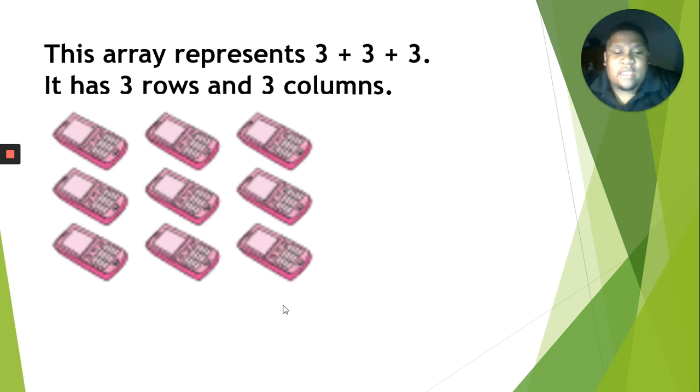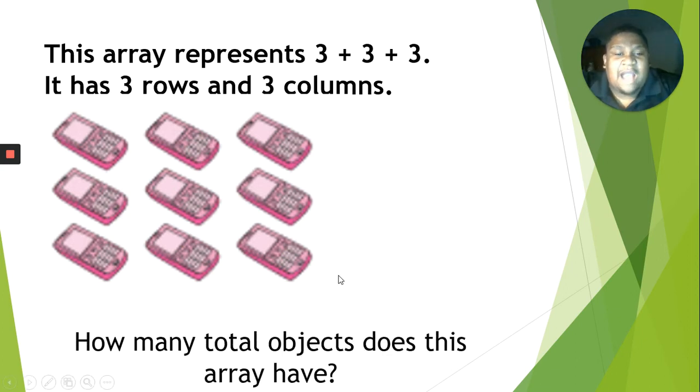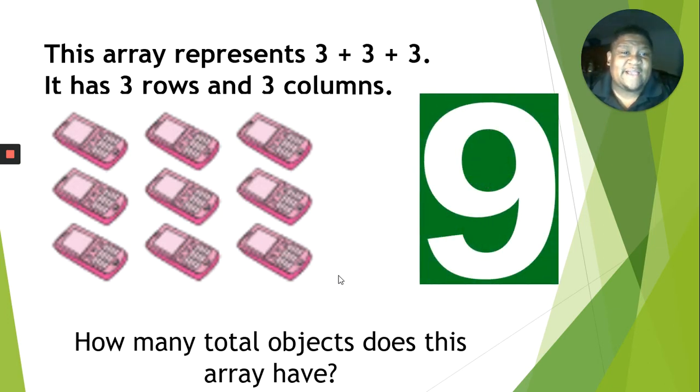So our question: how many total objects does this array have? What is 3 plus 3 plus 3? 3 plus 3 plus 3 is 9. So there are 9 total objects in the array.